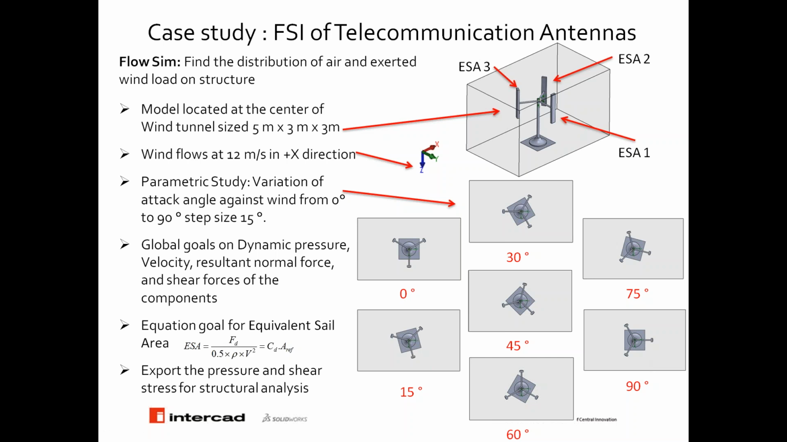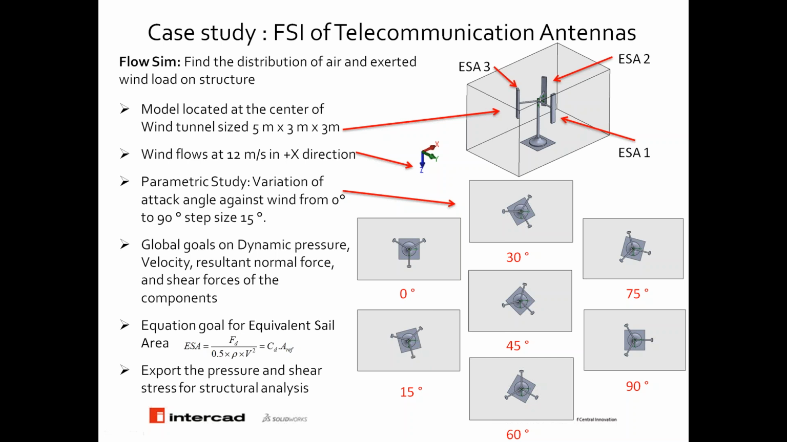In this regard, we are going to introduce our global goals on dynamic pressure, also velocity, resultant normal force and shear forces of the components. Make sure we are getting accurate answers. And also we are introducing one specific goal, which we call an equation goal, and we define it as, let's say, equivalent cell area, which is a fraction of your drag force on the actual component. Basically this is what we would like to trace and monitor or review at the end.